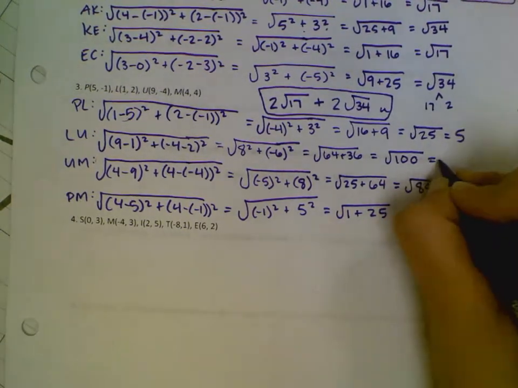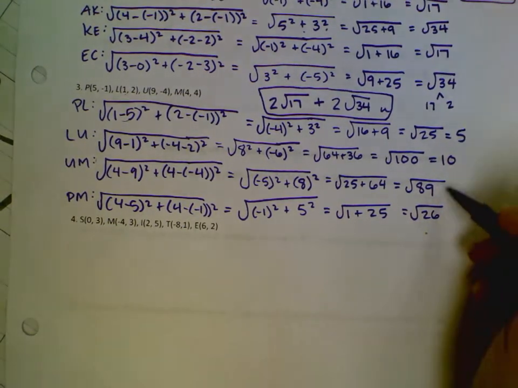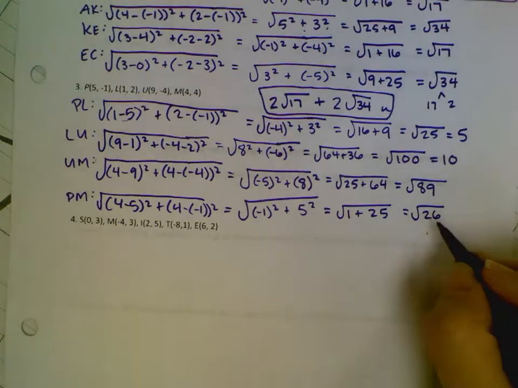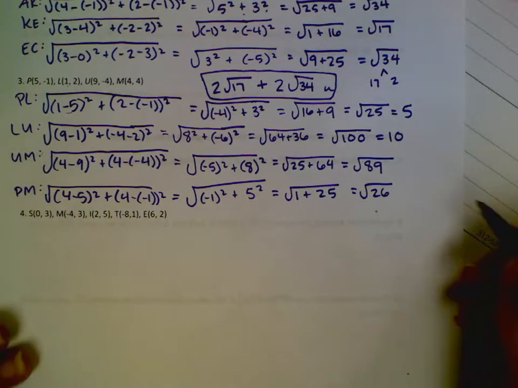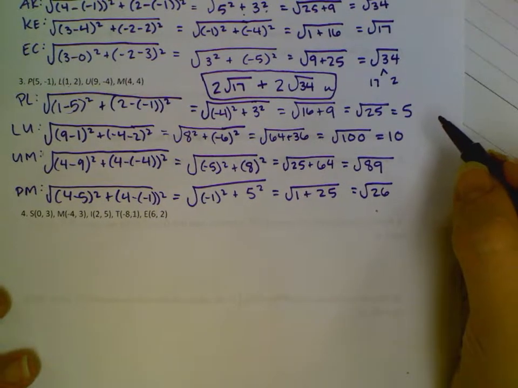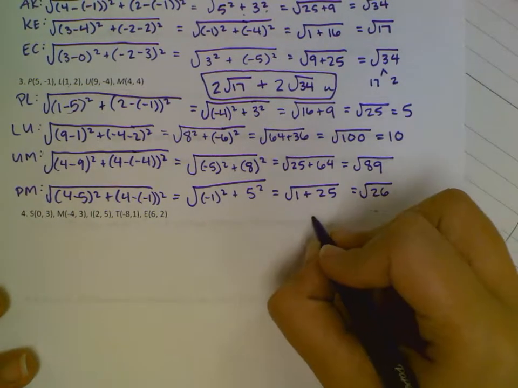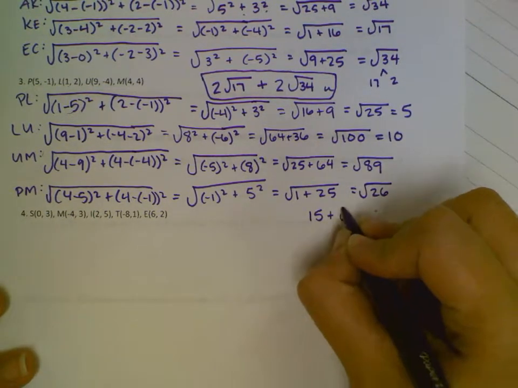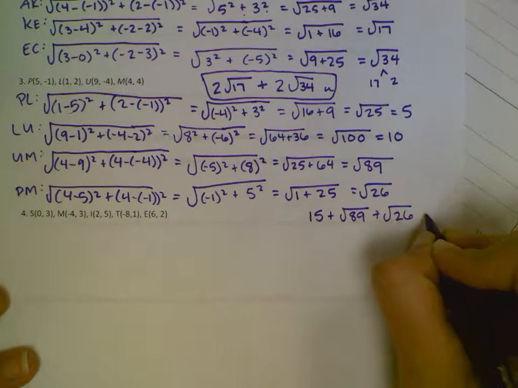The square root of 100 is 10. The square root of 89, we cannot break that down at all. And 26, we can also not break down because that would be 2 and 13, which doesn't do anything. So now we're going to combine like terms. The only like terms are 5 and 10. So we can do 5 plus 10 gives me 15, plus the square root of 89, plus the square root of 26 units.